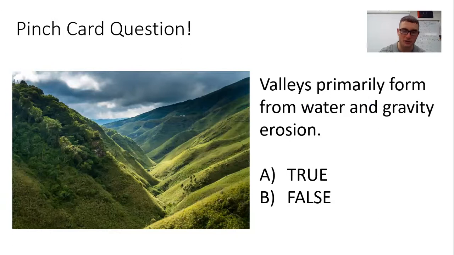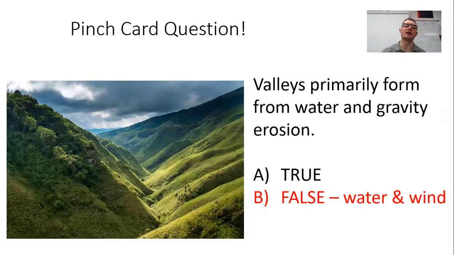The answer is going to be B, false. Why? Because they form from water and wind, not water and gravity. And don't get that mixed up with U-shaped valleys, which are formed by glacial erosion.